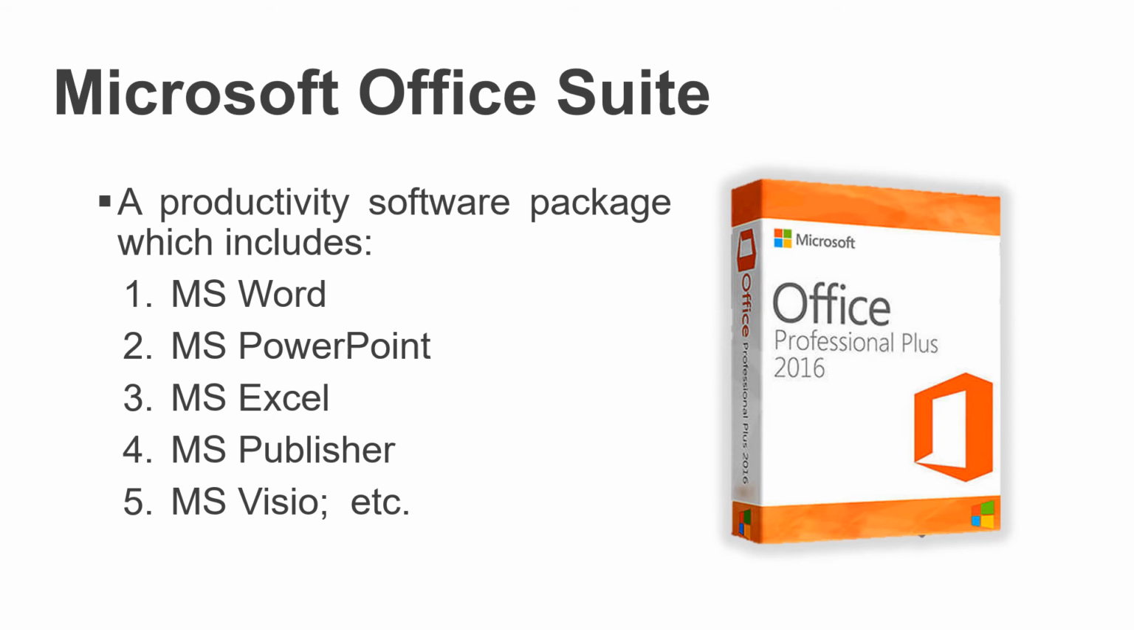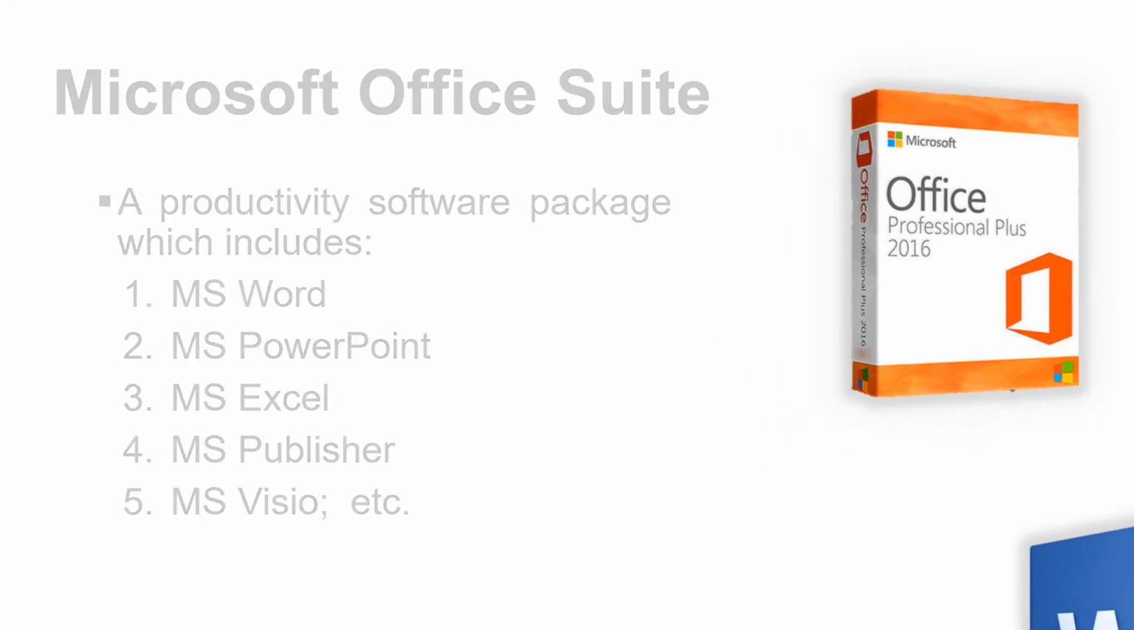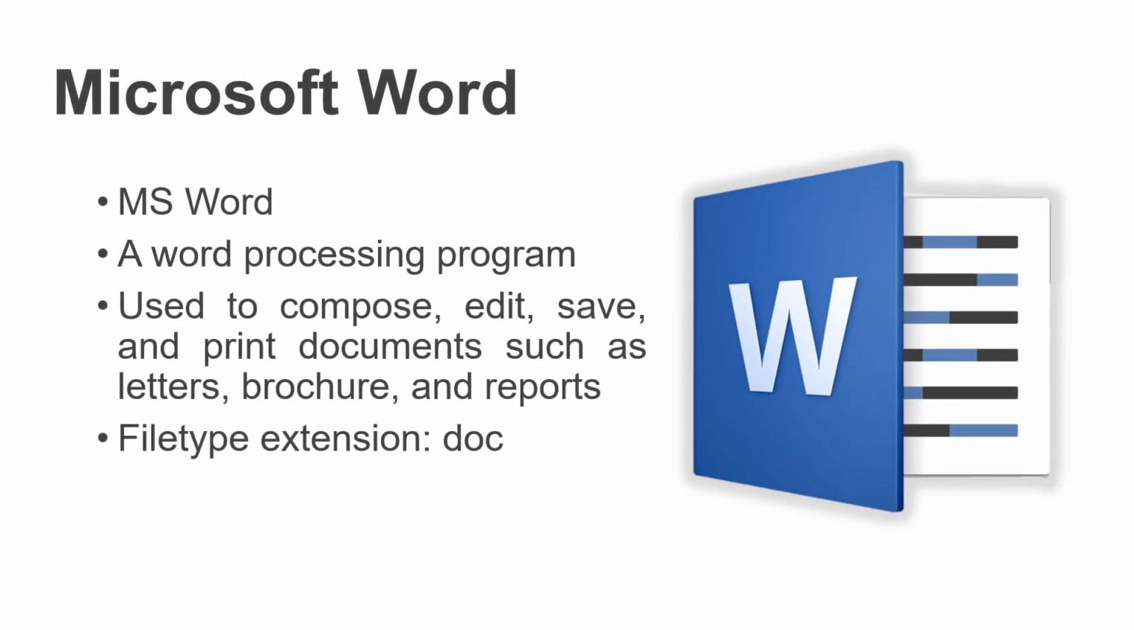We're going to focus on these three most commonly used Microsoft Office programs. We have the Word, PowerPoint, and the Excel. To define these three, Microsoft Word or MS Word is a word processing program used to compose, edit, save, and print documents such as letters, brochures, and reports, and other types of documents. The file extension for Microsoft Word is .doc.